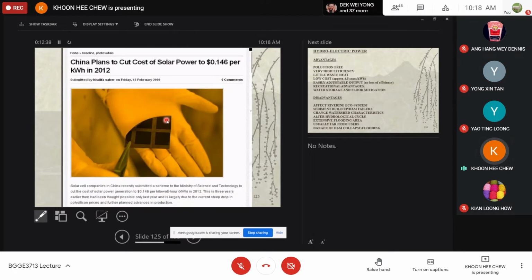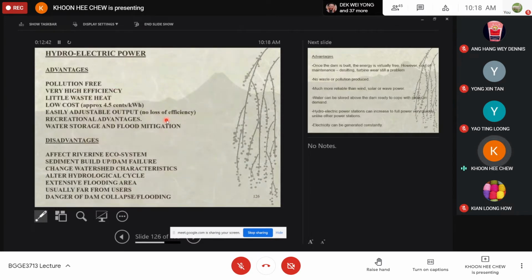After the solar cell, the next power energy source that we are looking at is hydroelectricity. I think you all have heard about hydroelectricity, where we need to build a dam to generate the electricity.